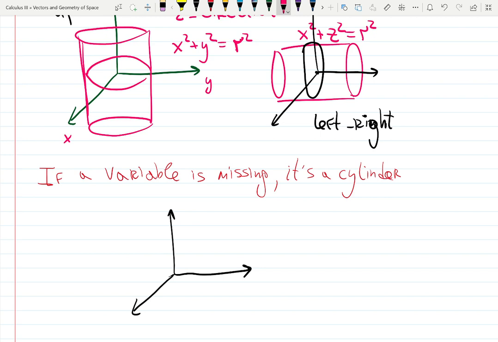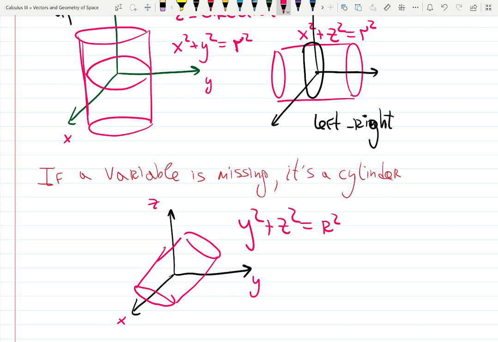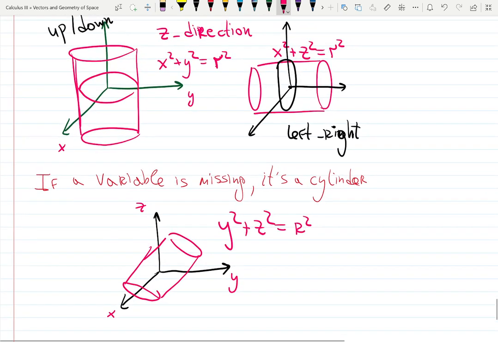And now I only have the floor. Let's see. X, y, and z. It's going to be towards me. Like this. Towards me and back. If x is missing, which is y squared plus z squared equals r squared, then everything else is changing, but x can be anything. So it's going to be towards and back. Does that make sense? All three cases.